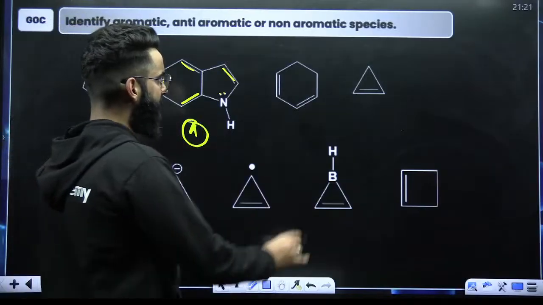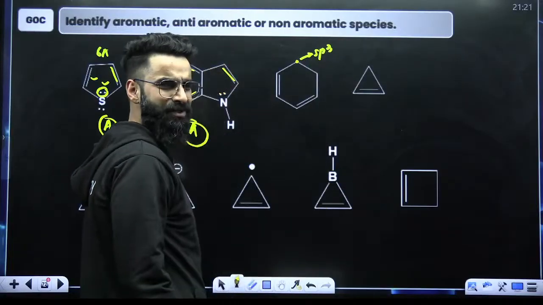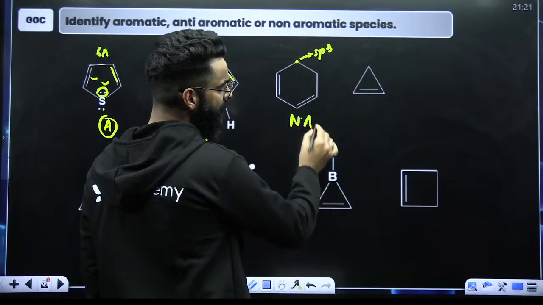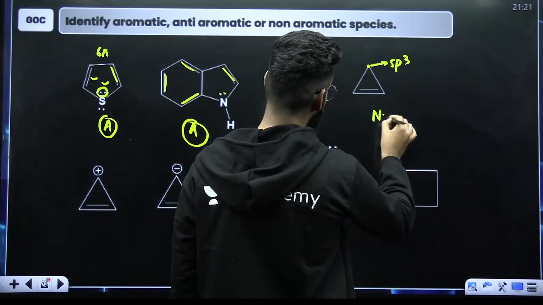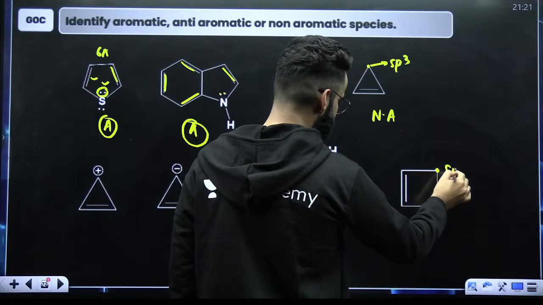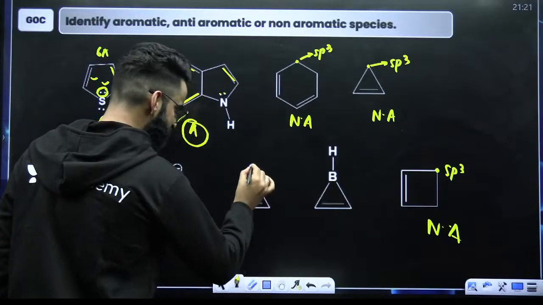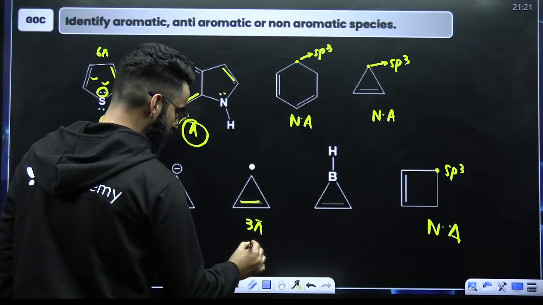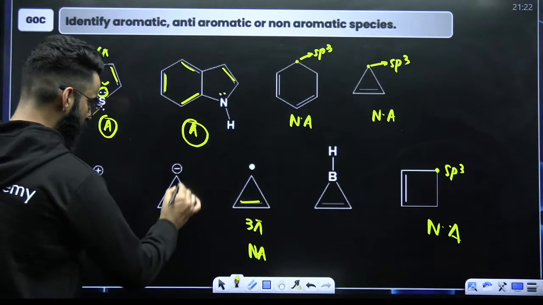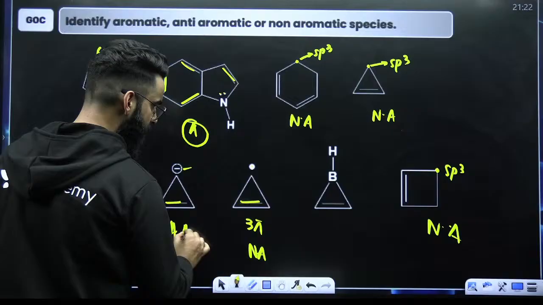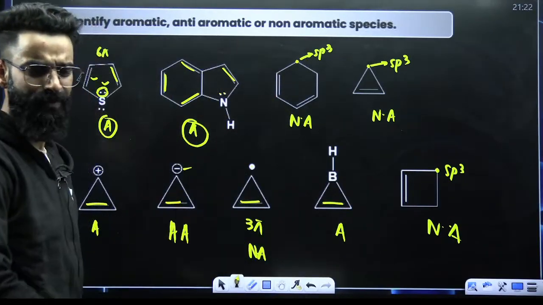Right? Similarly, look at this particular carbon. It's sp3 hybridized. So sp3 means non-planar. Non-planar means non-aromatic. Right? Similarly, this is also sp3 hybridized. So non-planar means non-aromatic. Non-planar, non-aromatic. Right? 2 plus 1, only 3 pi electrons. So non-aromatic. Right? 2 pi electrons, aromatic. 4 pi electrons, anti-aromatic. Right? 2 pi electrons, aromatic. So that's how you exactly check it.